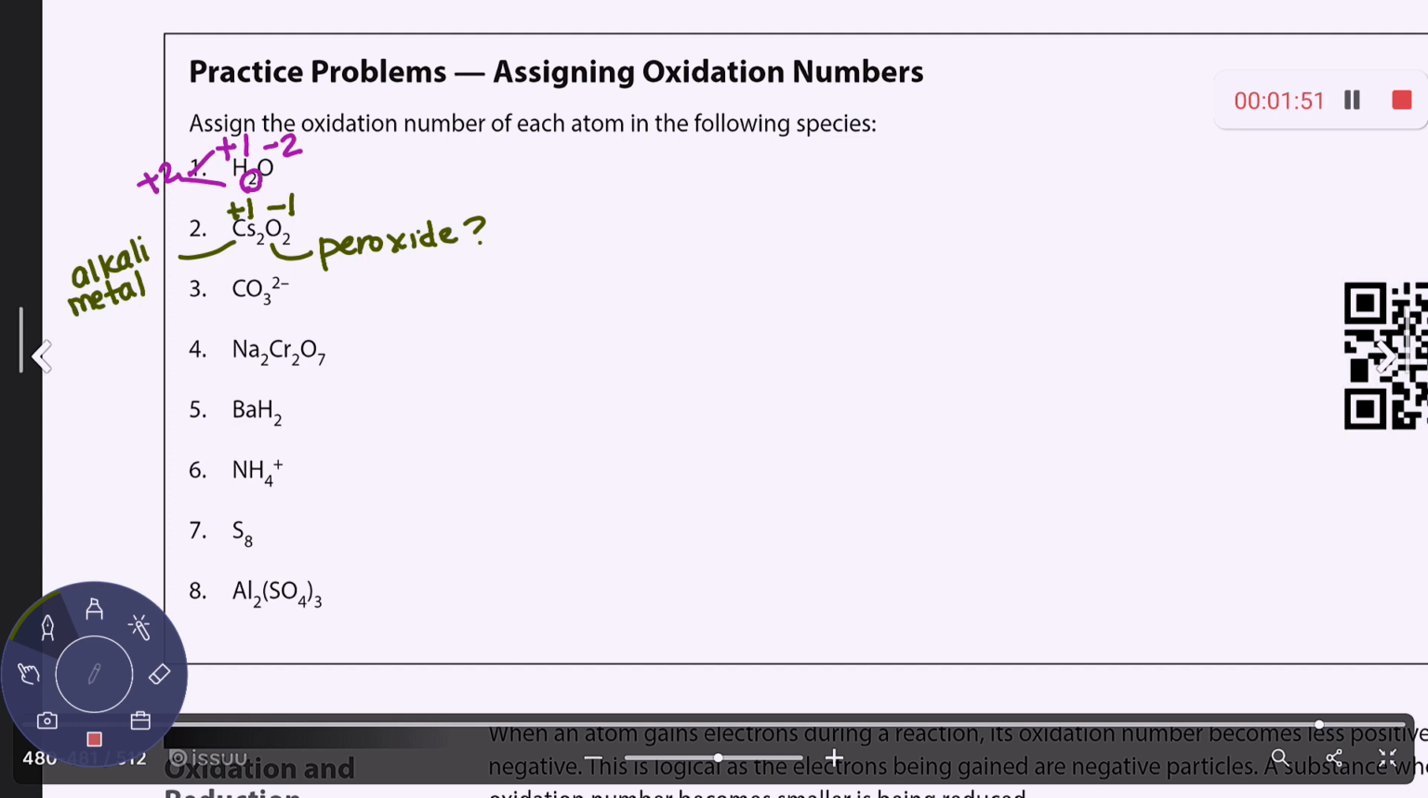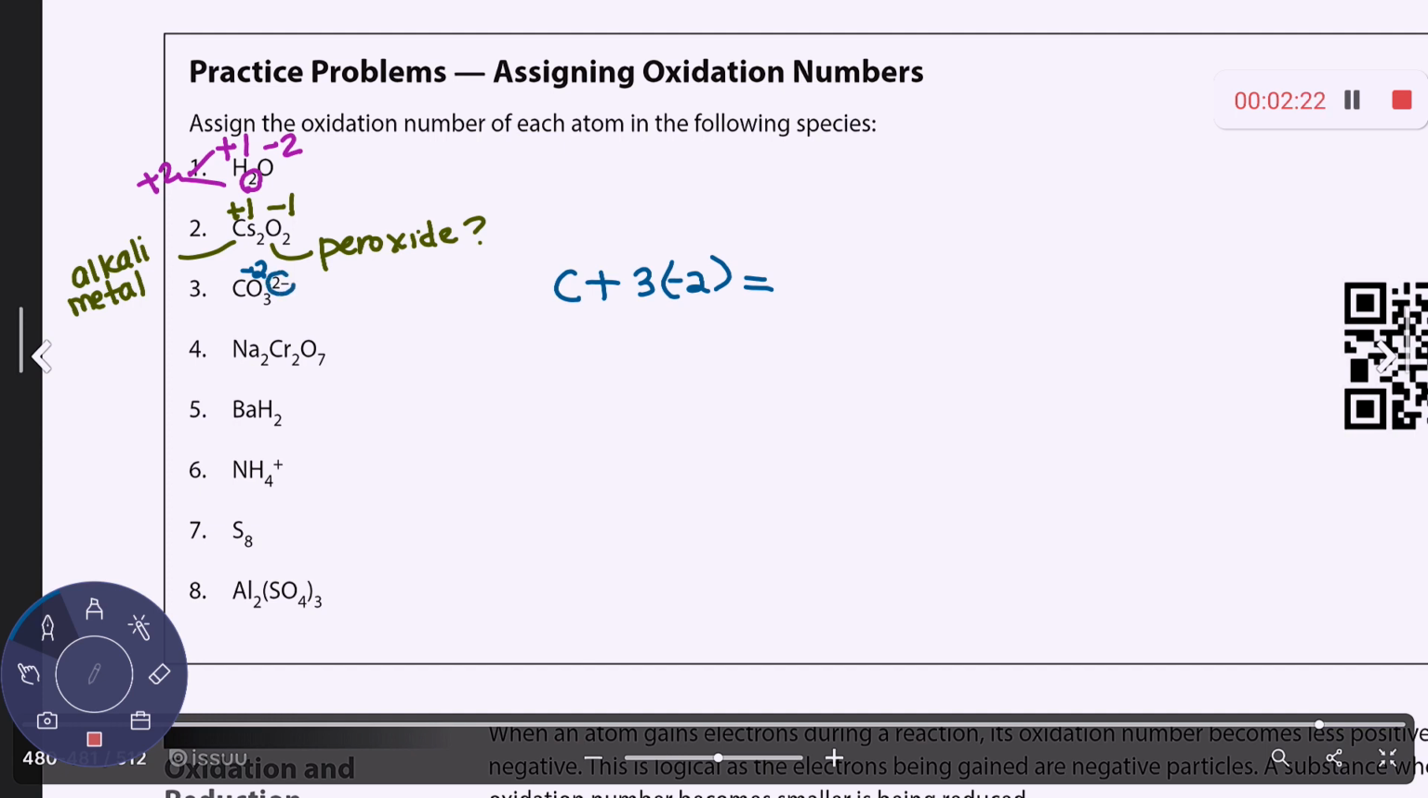Okay. For number 3, assign oxygen, because we don't know what carbon is. So assign oxygen its usual oxidation number, which is what? -2. Okay, so then we're going to figure out carbon using basic algebra. So carbon plus, how many oxygens do I have? 3. What is the oxidation number on oxygen? -2. What is the charge on the polyatomic ion?